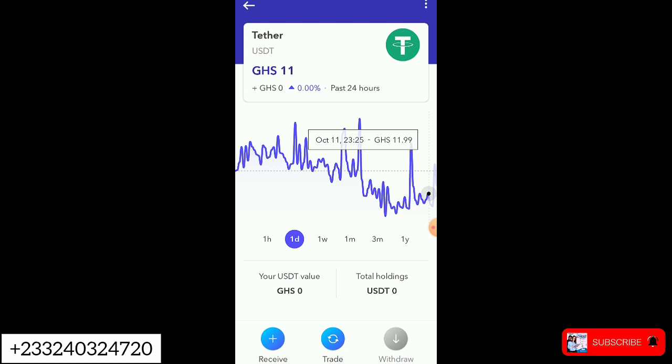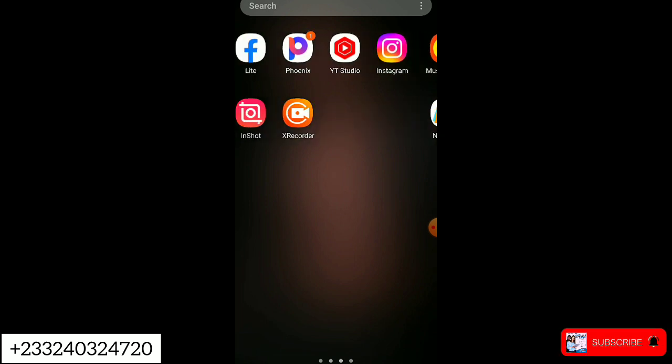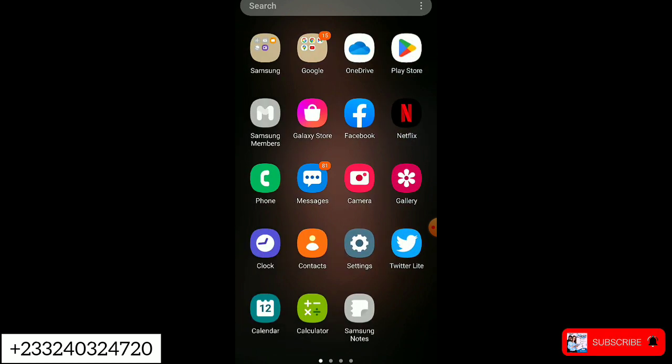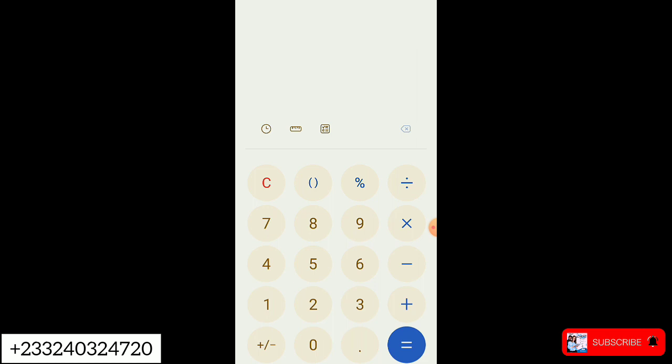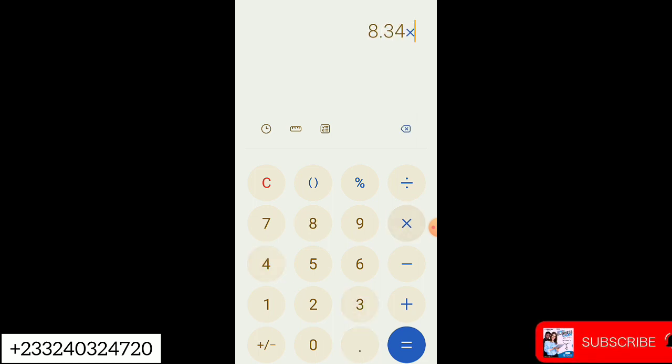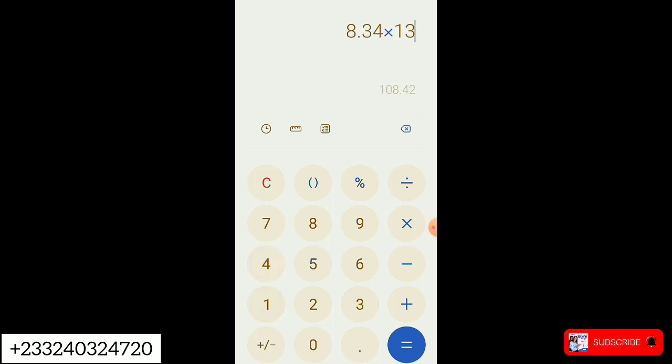So when it shoots to 12.5 or 13, remember we have 8.34 USDT in our accounts. If you sell it at the rate of 13, this is how much we will make. So 8.34 times 13, we will make 108.42. That means we have made 8.42 cedis as interest.